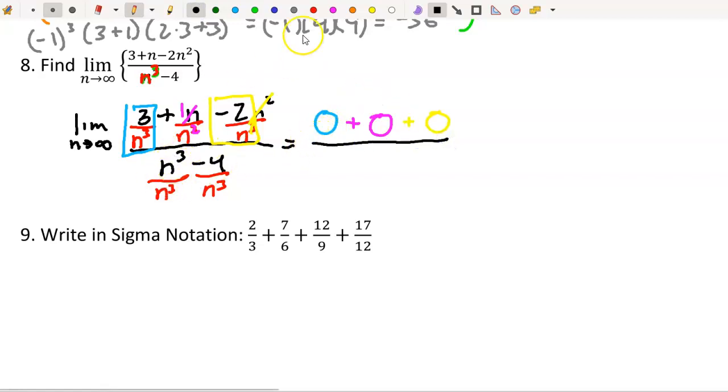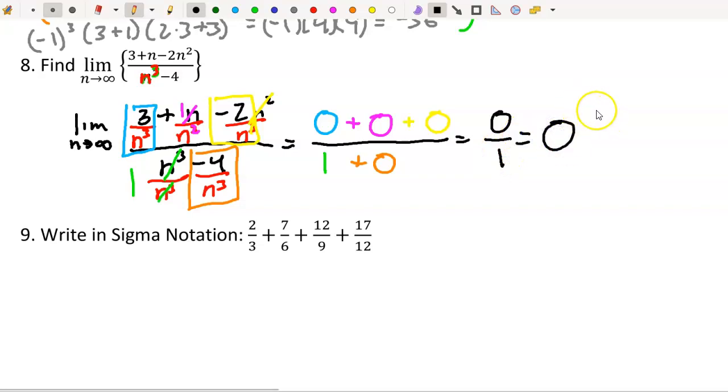Over here, we have n to the third divided by n to the third is just 1. So that actually equals 1. And then right here, we're back to the same thing. We have basically the same thing as over here, divided by n to the third. That's going to be 0. So in the end, we have 0 over 1, which just equals 0, which means it converges to 0.